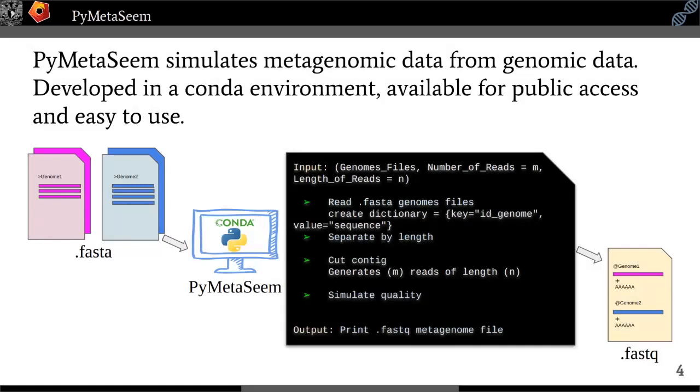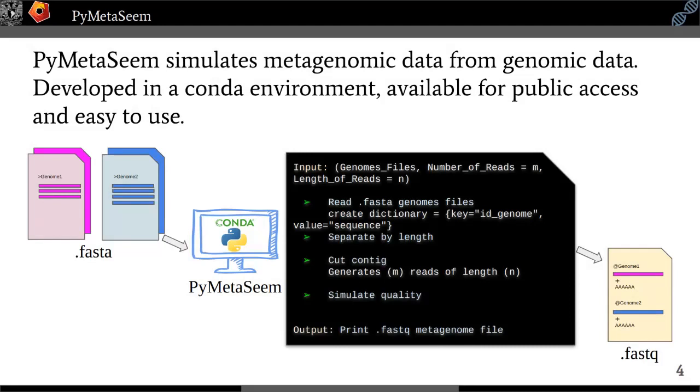A metagenomic data simulator was created from trimmed reads of genomic data. The simulator is intended as a conda environment, easy to use, and free to the public, since other known simulators have installation and implementation difficulties.